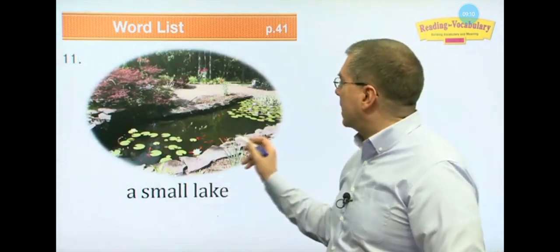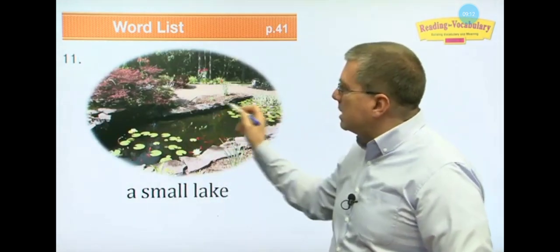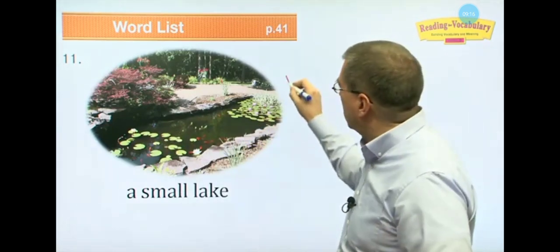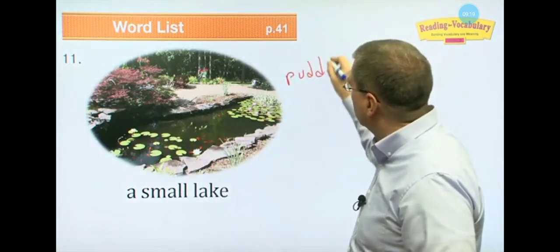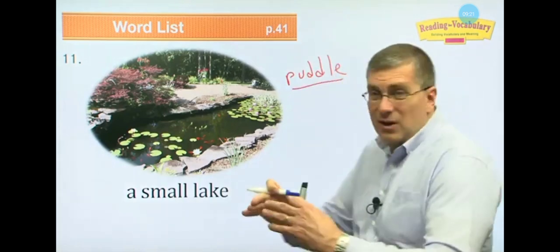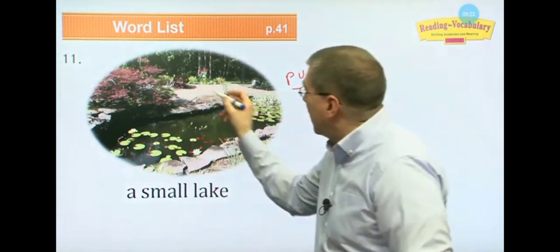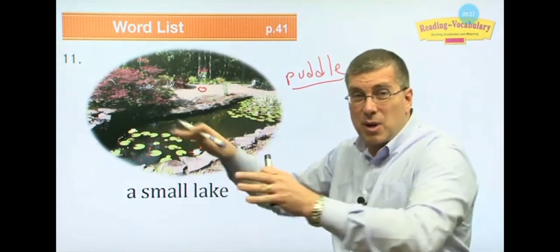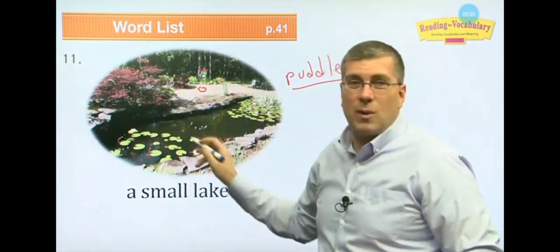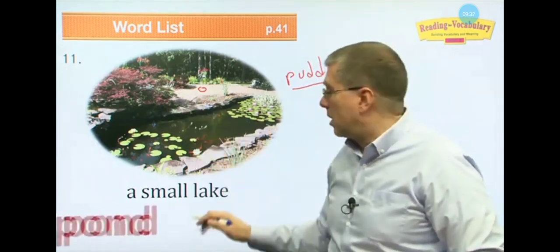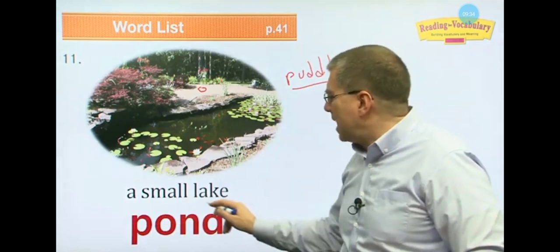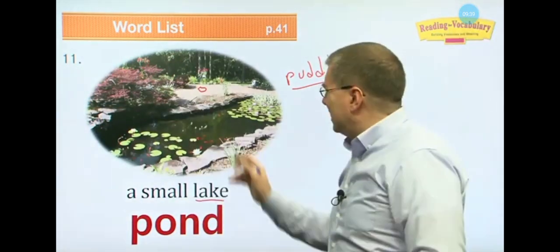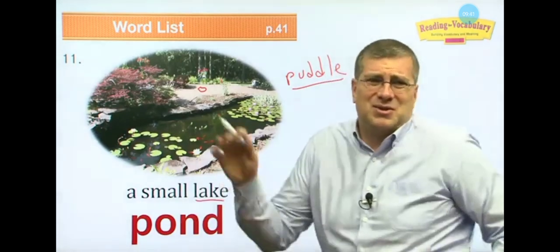Like what? 11. A small lake, a small body of water, a small area of water, not a puddle. A puddle is very small after rain. You have a puddle, but then the sun comes out and the puddle goes away. This doesn't go away. This stays here. We call it a pond, but it's not a lake. A lake is bigger, right? You can go swim in a lake.